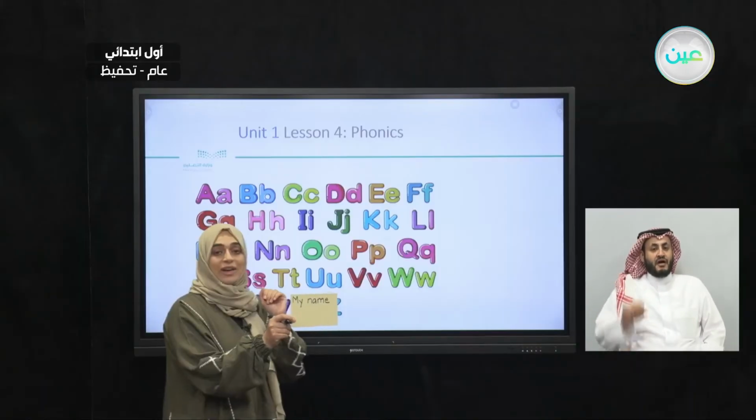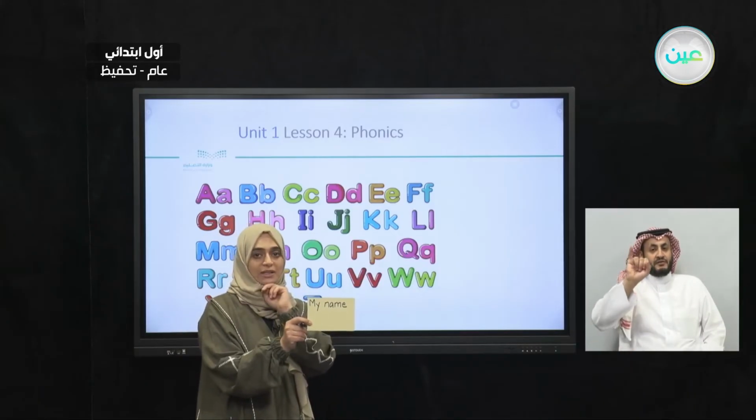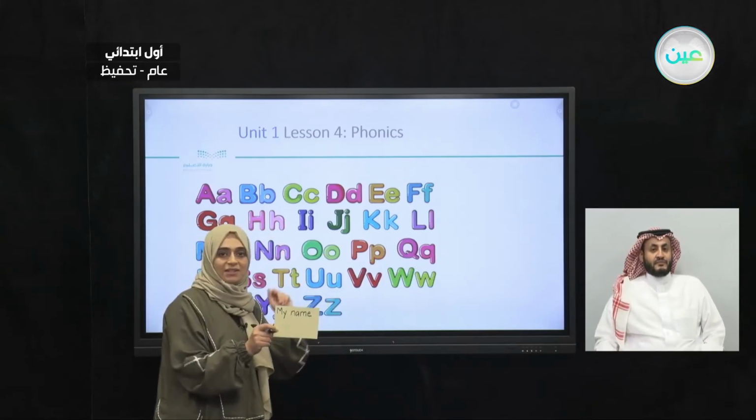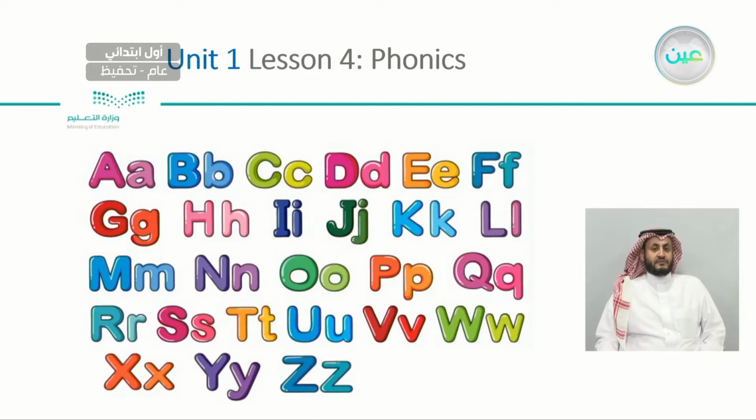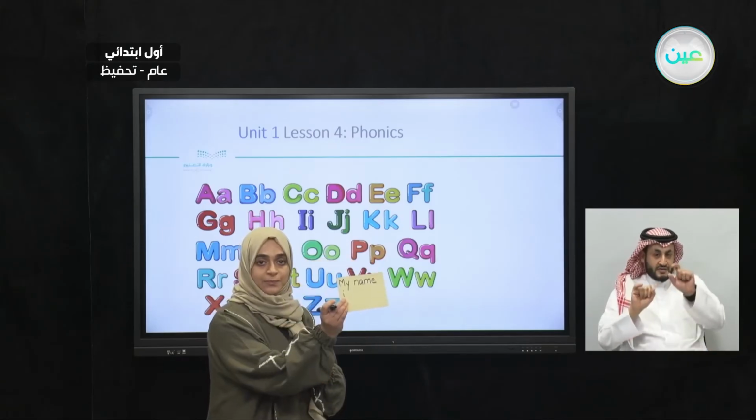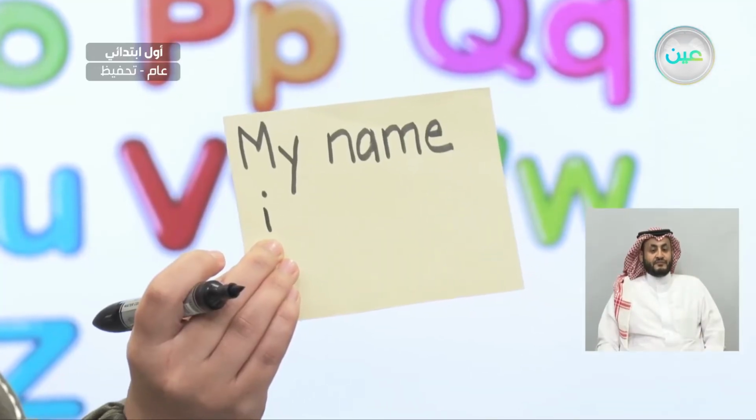Is. So is a word with two letters. I. Which one of these letters match the I sound? Let's look. A, B, C, D. This is I. Do you think it makes the I sound? Like iguana. Correct. I. So we're going to write down I on our paper. Do you see the small I over here? Excellent.